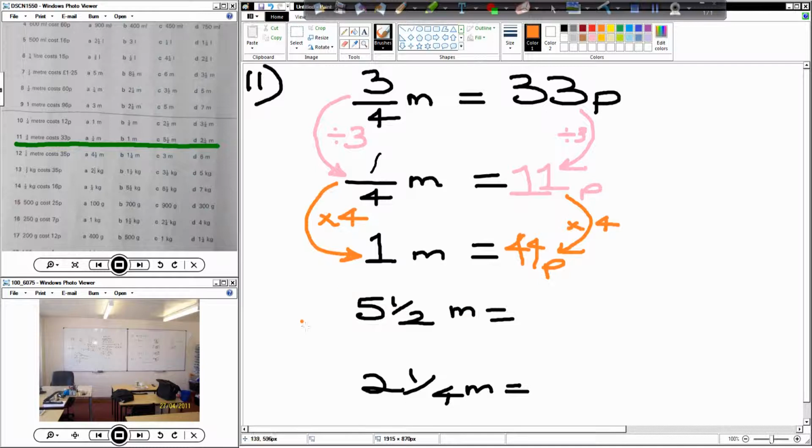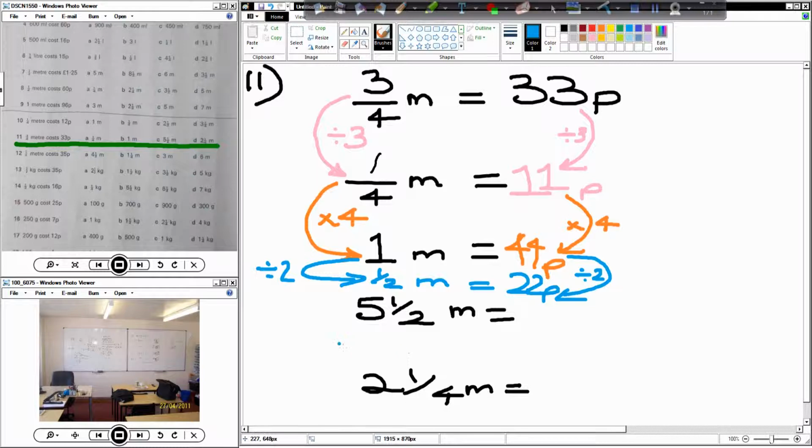Now I want to get to 5.5 meters. Now the best way to get to 5.5 meters is from how many meters? From half a meter. Do we have a half meter there? No. So if you don't have half a meter there, we make one up. Now how do we get from 1 meter to half a meter? Divide by 2. If you have 1 cake, you divide it by 2, you get halves. So 44 divided by 2 will give you 22.